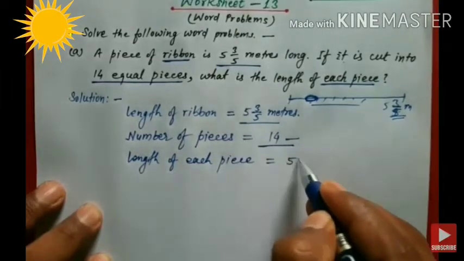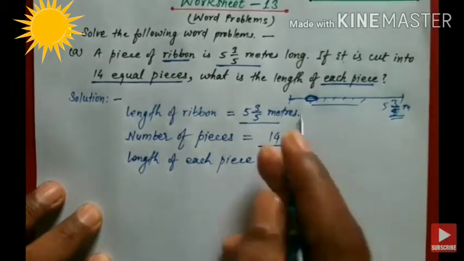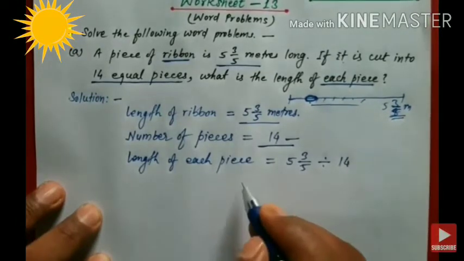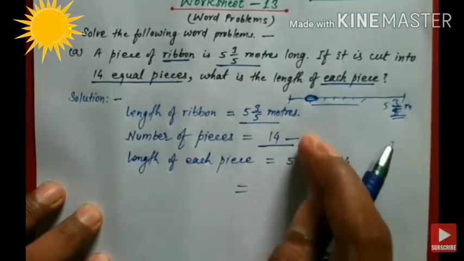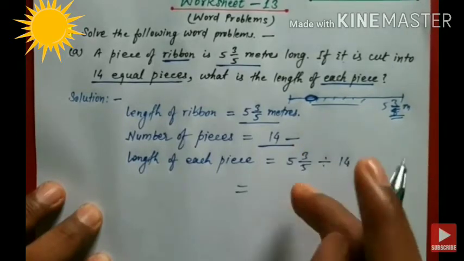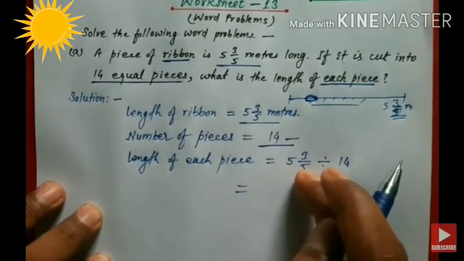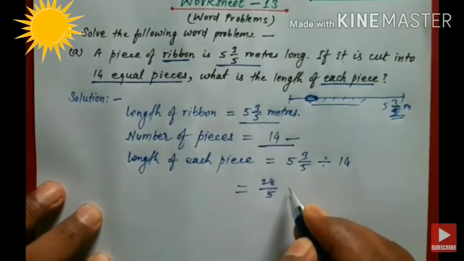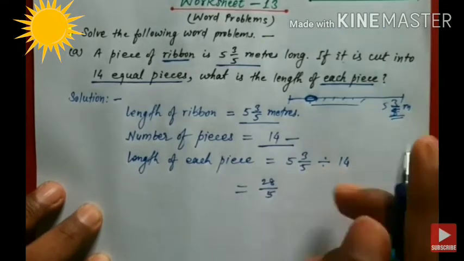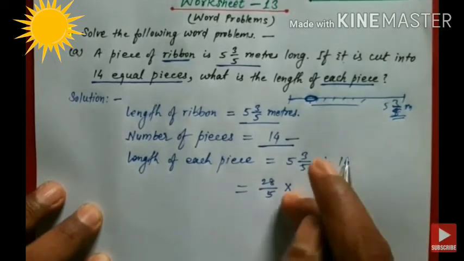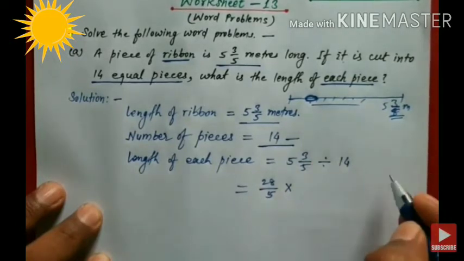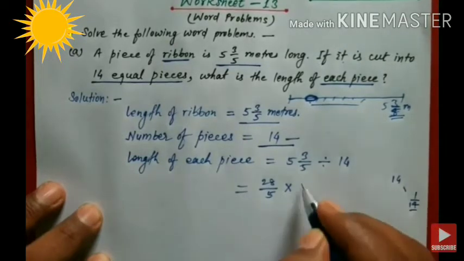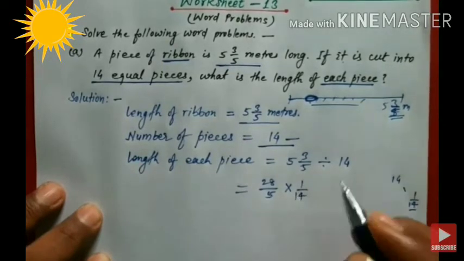So we will divide the whole length, 5 whole 3 by 5, by 14, because we want to find the length of one piece. So what is the improper fraction? Improper fraction is 28 upon 5. Now we will write the sign of multiplication. So we have to do the reciprocal of 14. So the reciprocal of 14 is 1 upon 14.